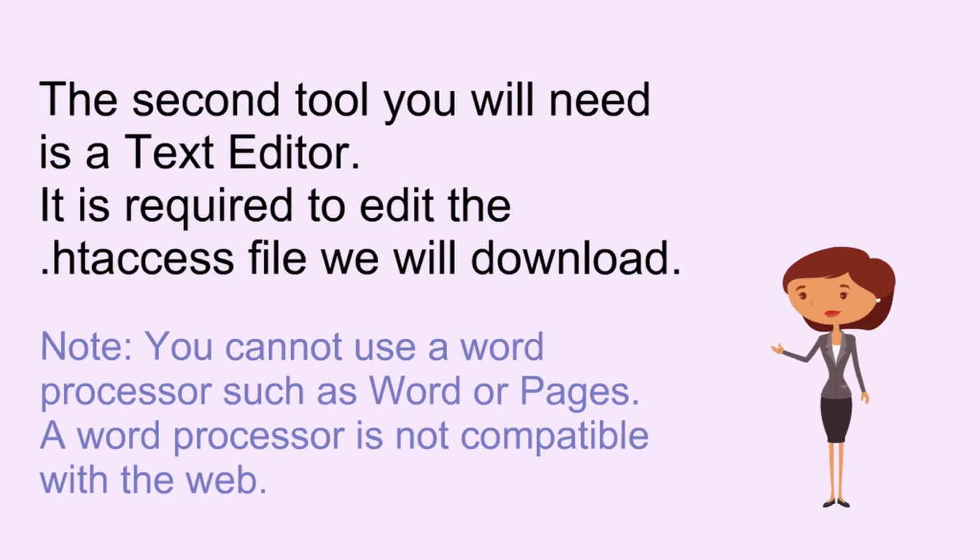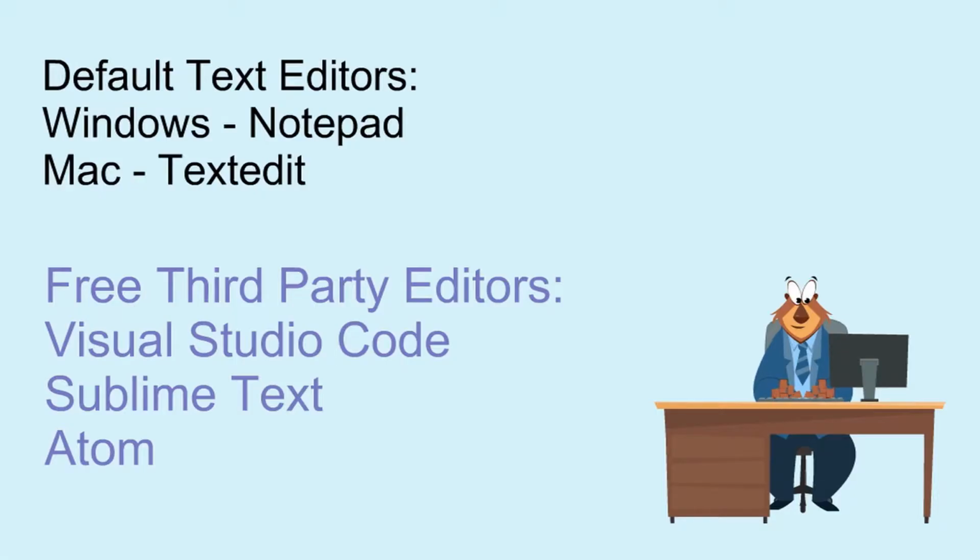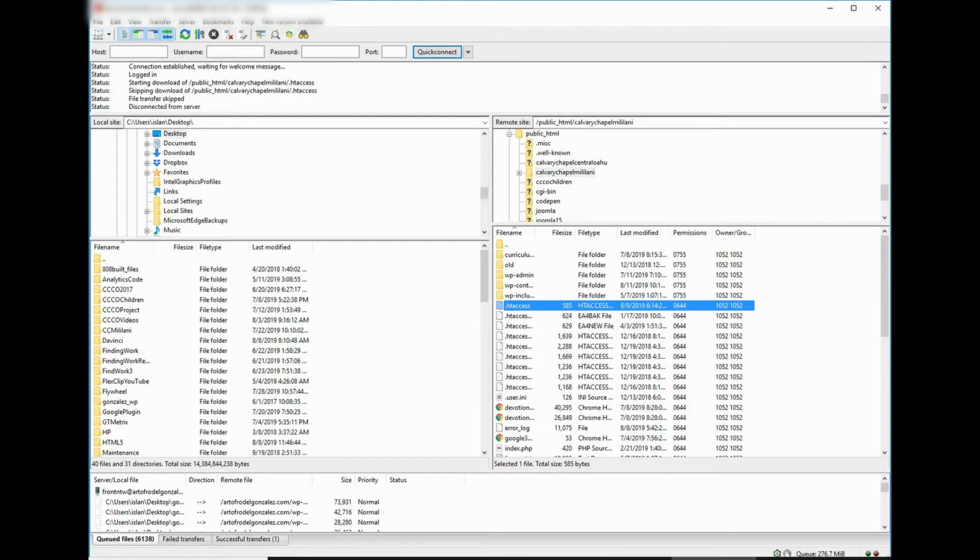And the second tool you will need is a text editor, because you cannot use a word processor to edit these files. You need a real text editor. Windows has a built-in text editor called Notepad. Mac also has a text editor called TextEdit. There are also third-party editors that you can download and use if you prefer.